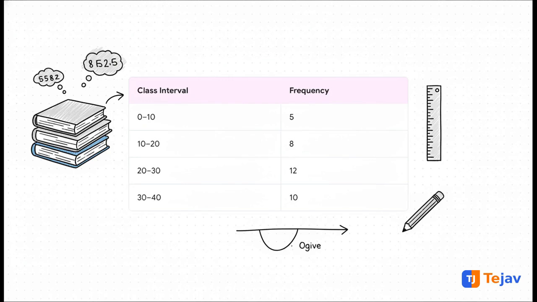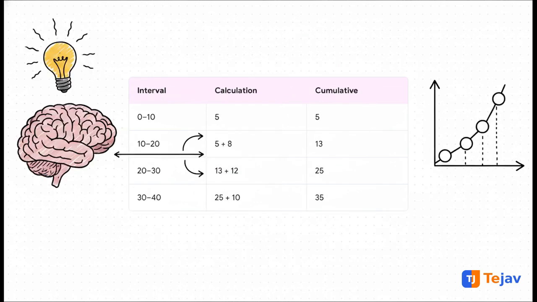Take a look at this standard raw frequency distribution table. Think of these as test scores. You've got 5 students scoring between 0 and 10, 8 students between 10 and 20, 12 students right in that 20 to 30 range, and 10 students hitting between 30 and 40. Pretty straightforward, right?